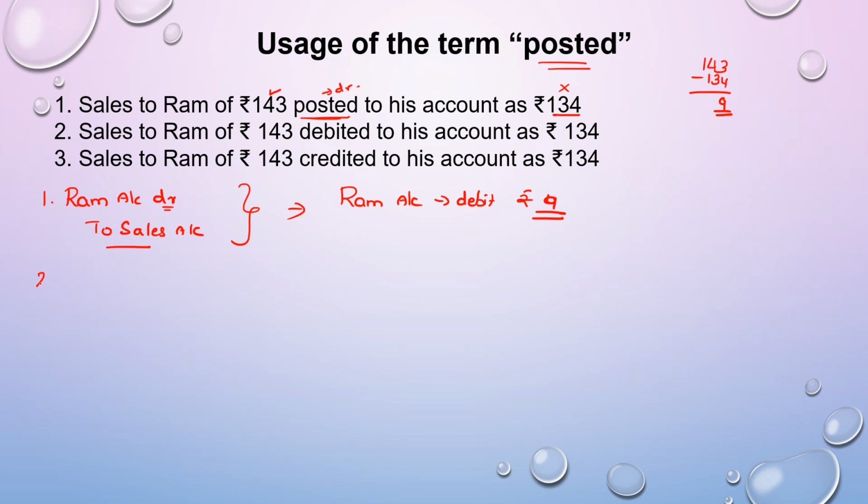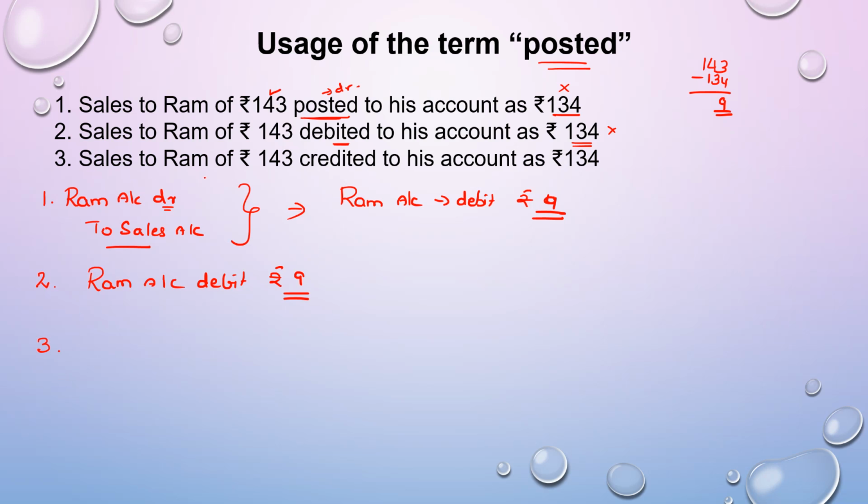Now going to the second one. Sale to Ram of 143, they debited to his account as 134. Now we already have seen that when there is a sale to Ram, it is Ram to sales, so it should have gone to the debit side. Yes, and it has been debited to his account only, so it has gone there. They have clearly given, they have not used the term posted. So we know that it has gone to the debit side only, but again here it has gone at the wrong amount. Difference is the same 9 rupees. So here also to rectify, we would be debiting Ram account by rupees 9 to increase the 134 to 143. We're putting additional 9 rupees.